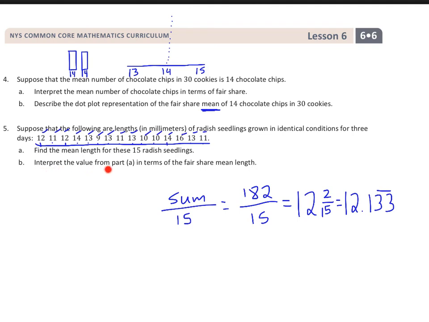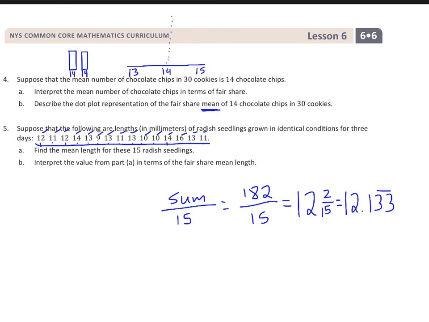Now, interpreting the value in terms of a fair share mean length, that means that we would have 15 groups of 12, evenly distributed, right? 15 groups of 12, that gives us the 180. And then we have these 2 leftover blocks that we have to figure out where to go. And so those 2 leftover blocks would be what's left of trying to make equal groups of 15. And so we could write it as, okay, we made 15 groups of 12, but then we had 2 leftovers out of 15. And it's out of 15 because that's how many equal groups we're trying to make, right?